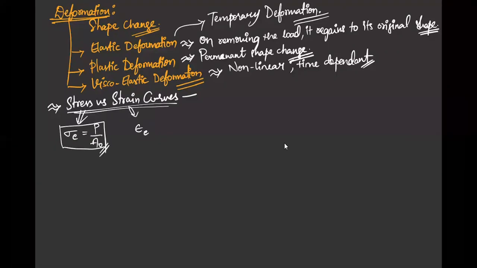Okay. My sigma E, that means my engineering stress, is my load divided by my initial area, whereas my strain is nothing but the ratio of the change in length to its initial length. That means if I'm deforming from some L naught length to LF, then I'll take LF minus L naught divided by L naught. This is my engineering strain. So these are the axes that I choose in order to explain these deformations.